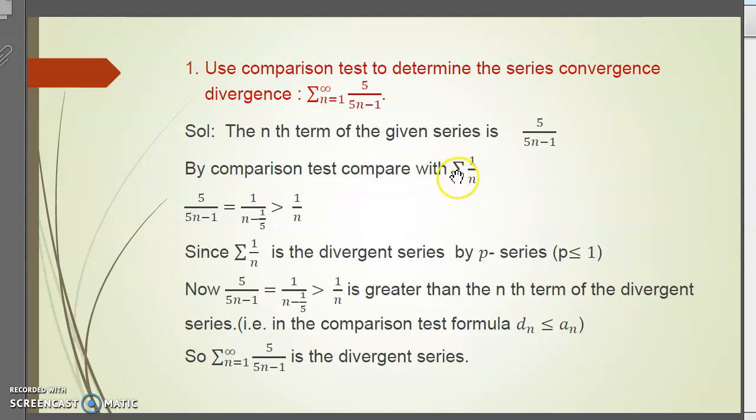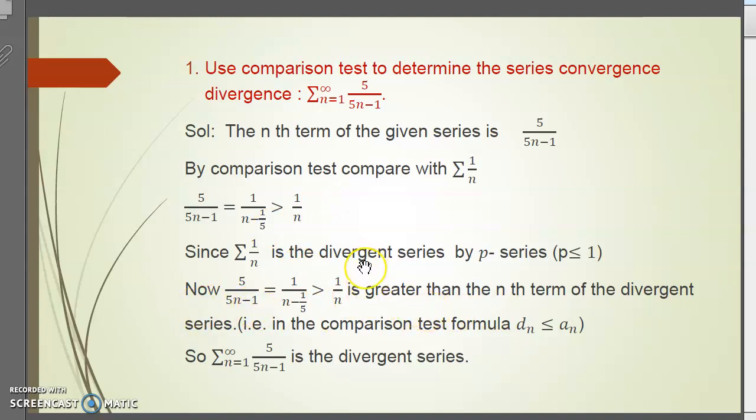Now, this is in the form of a p-series, 1 over n to the power p, that is 1 over n to the power 1, where the p value is 1. We have seen in the last slide that if p is less than or equal to 1, the p-series is said to be divergent. After getting this as a divergent series, you compare it with the given series 5 over 5n minus 1. You need to check whether it is less than 1 by n or greater than 1 by n. You take 5 common and cancel: if you take n minus 1 by 5 out, 5 and 5 cancel, and you get 1 over n minus 1 by 5. By saying this, we know that it is greater than 1 over n.